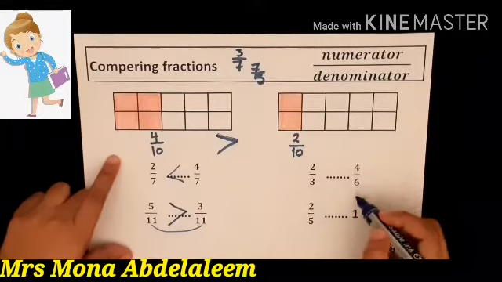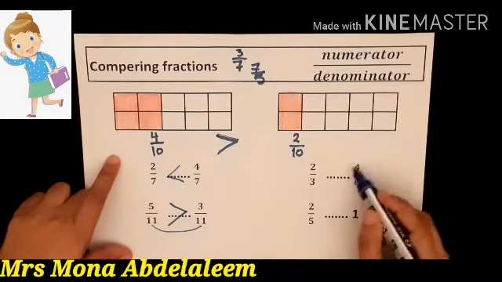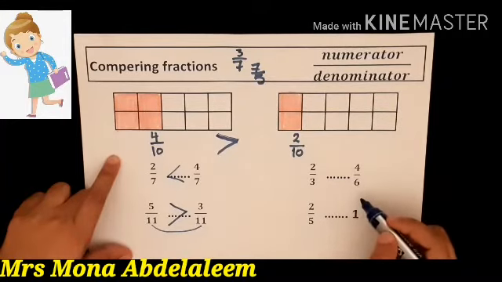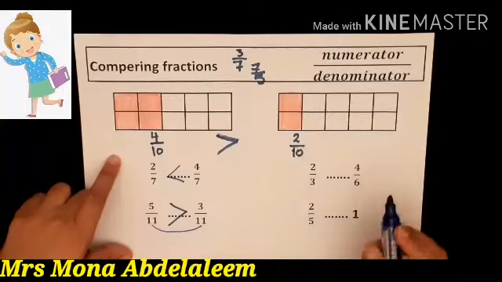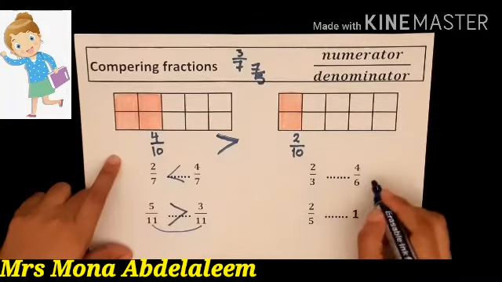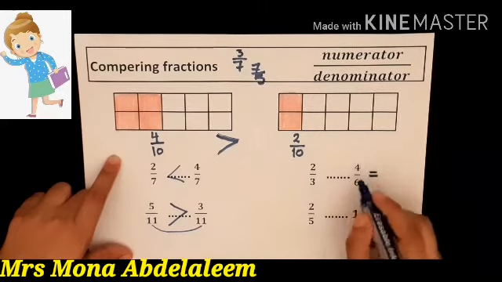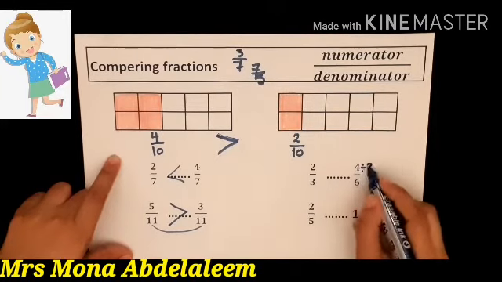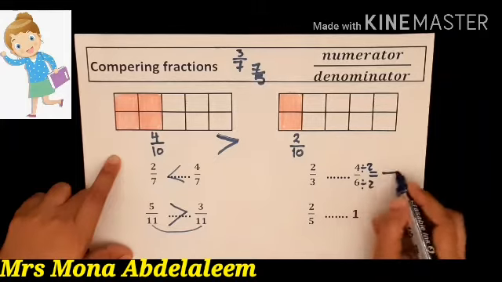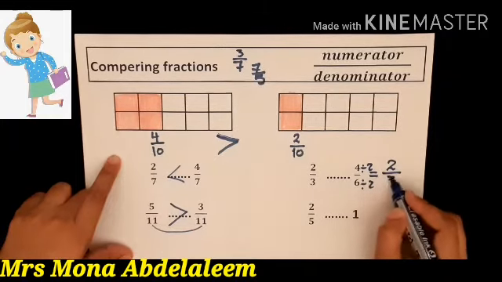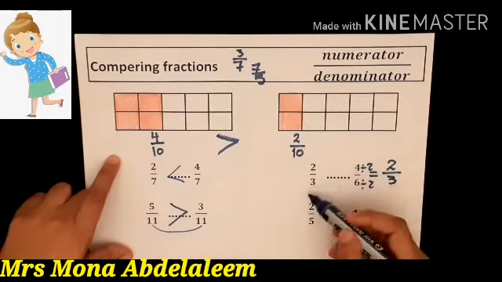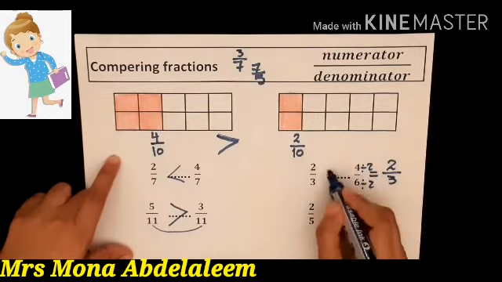2/3 and 4/6. Look at this fraction. Good. I heard someone telling me, Miss, we must make the simplest form. Okay, so first make the simplest form. 4 and 6 are divisible by 2. So divide by 2. 4 divided by 2 equals 2. 6 divided by 2 equals 3. So 2/3. Good. Equal.